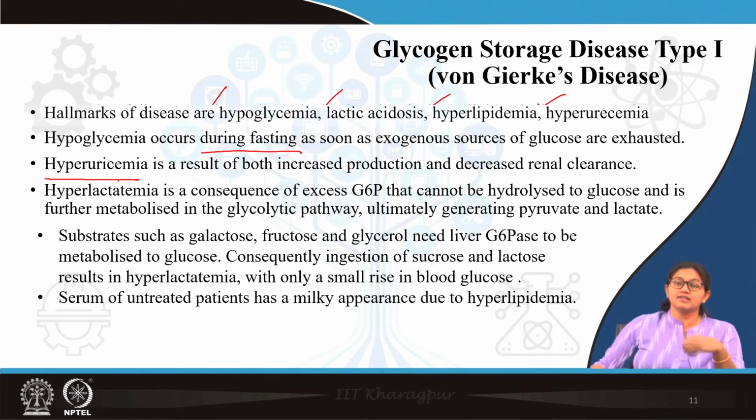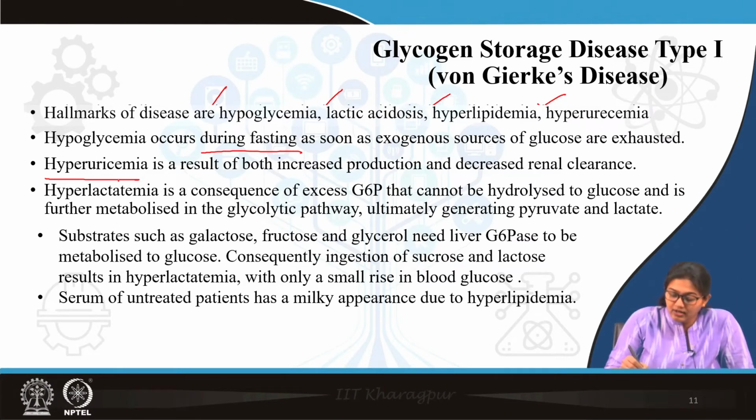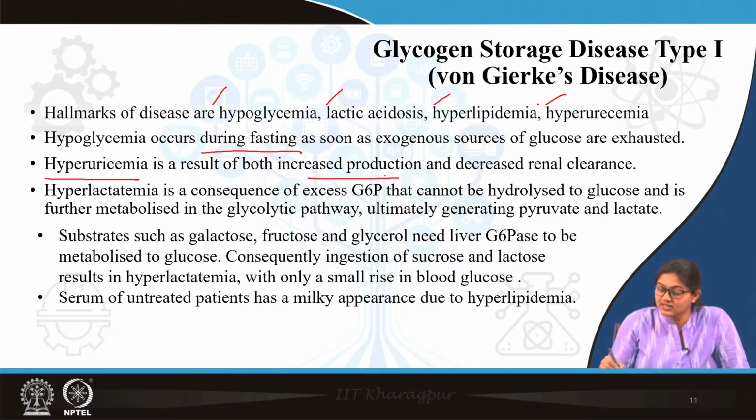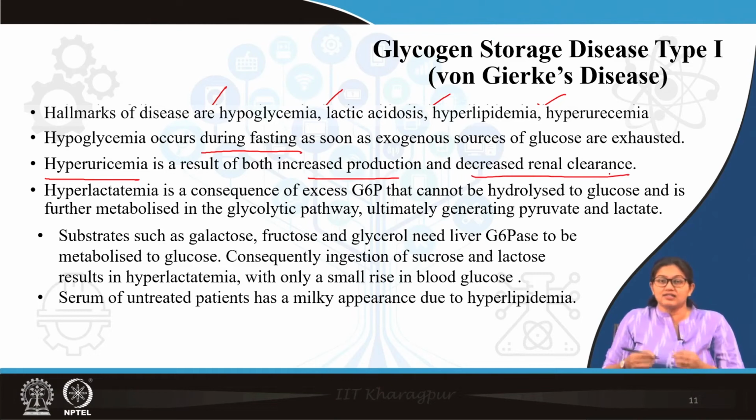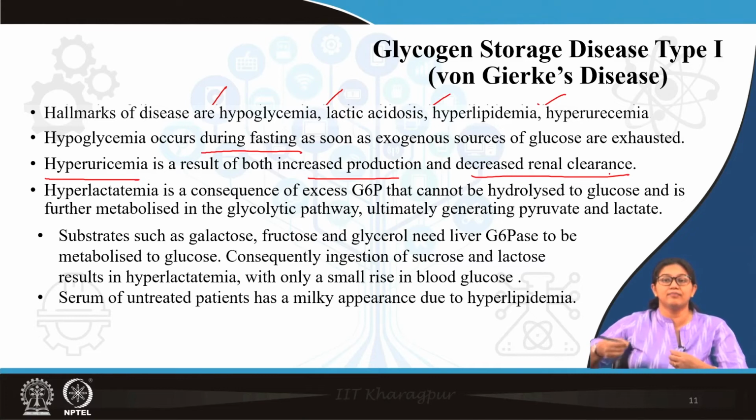So, this is about increased production of uric acid, but then again, kidney function is hampered. Why is kidney hampered? Because once again, there is storage of glycogen in kidney as well. So, the function of kidney is hampered, and clearance of this excessively synthesized uric acid is also hampered. So, production is excess as well as clearance is decreased, that is giving rise to hyperuricemia, and this hyperuricemia manifests as gouty arthritis.